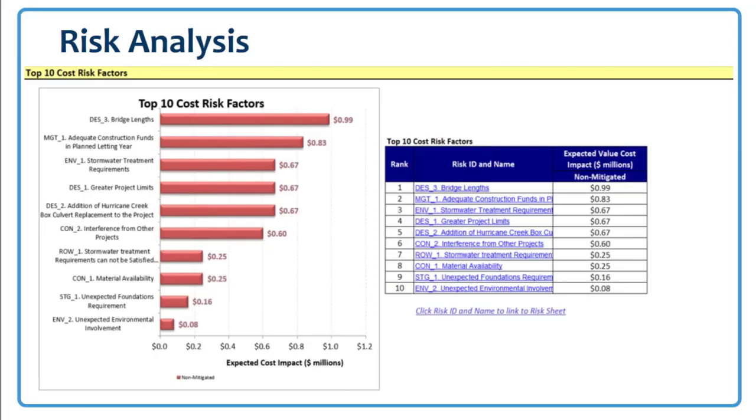Another output is what we call a tornado diagram, and it does this for cost and schedule risk factors, but this one is the cost risk factor. What the tornado diagram does is it basically ranks the risks, in this case the top 10 risks. You may have 20 or 30 or 40 risks on the project, but after going through the analysis, these are the top 10. These are the ones that you really need to focus on.